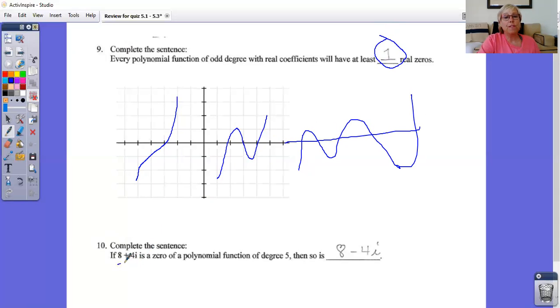And then we've got our nice complex number, 8 plus 4i. If 8 plus 4i is the zero of a polynomial function, then 8 minus 4i is also. These are conjugates of each other. And if one complex number is a solution, then we definitely know its conjugate is also a solution.